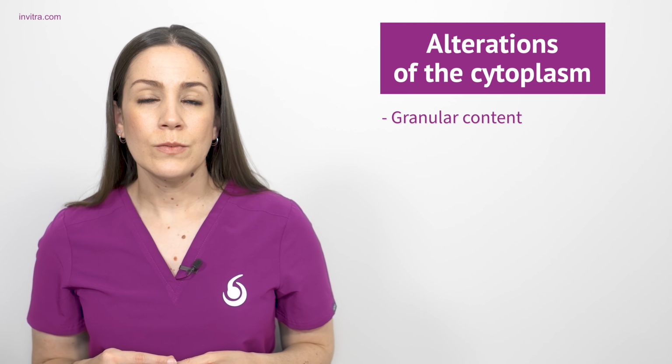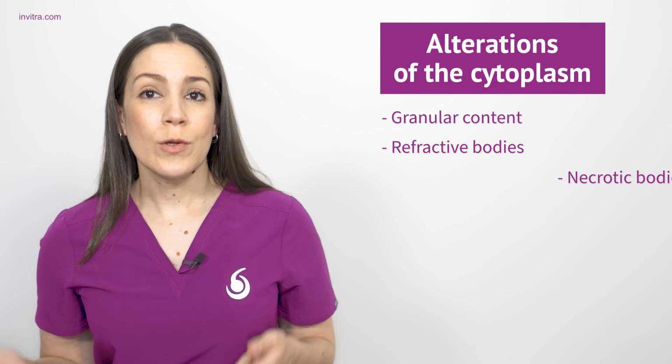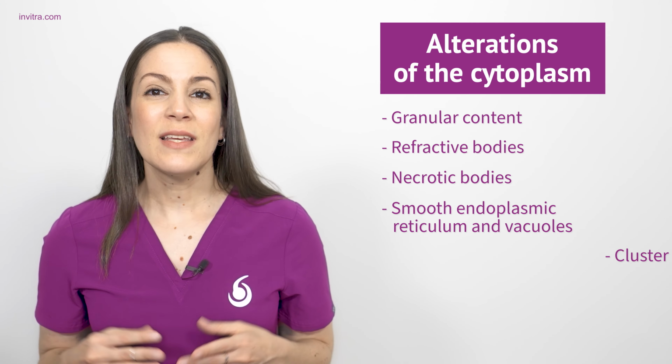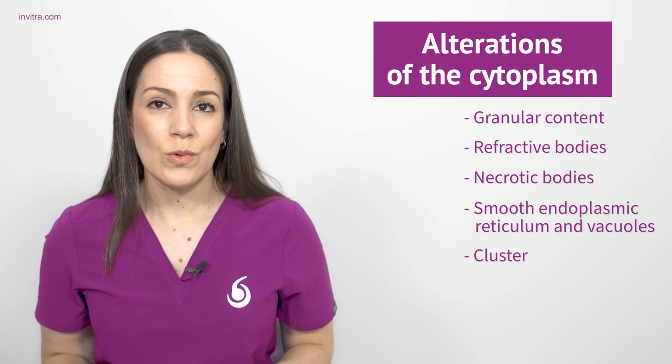As for the alterations, the ones we might encounter in the cytoplasm of the oocyte are the following. A granular content, refractory bodies, necrotic bodies, smooth endoplasmic reticulum and vacuoles, and cluster, a granular and dark area.